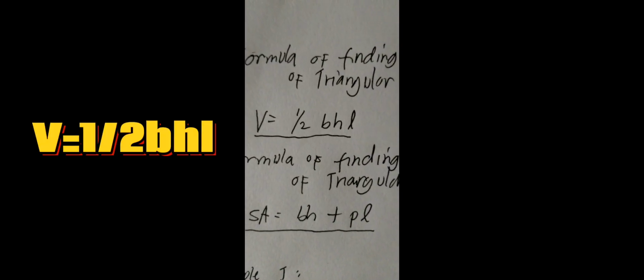The formula of finding the volume of the triangular prism is volume is equal to 1/2 times base times height times length. And the formula of finding the surface area of the triangular prism is surface area is equal to base times height plus perimeter times length.